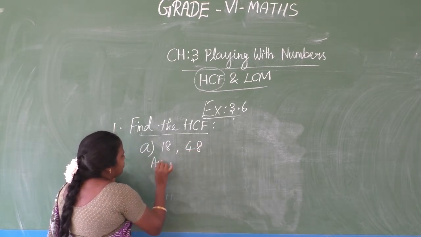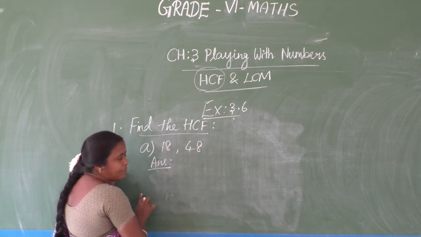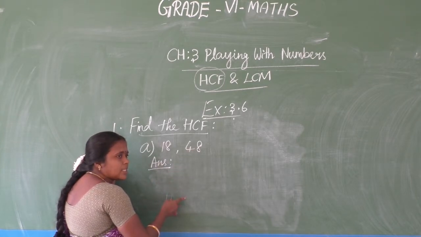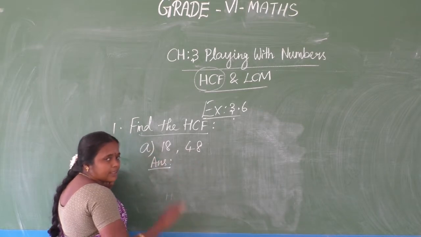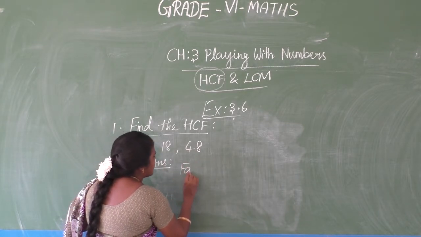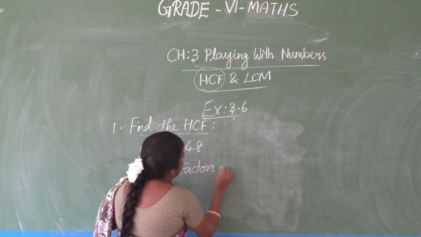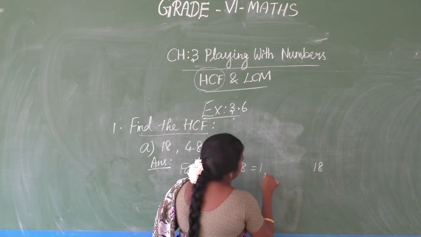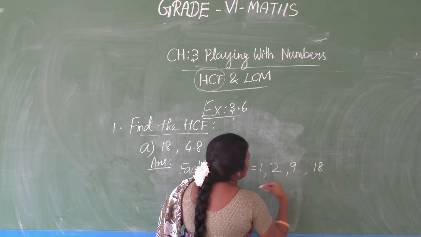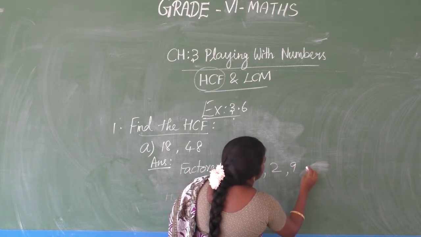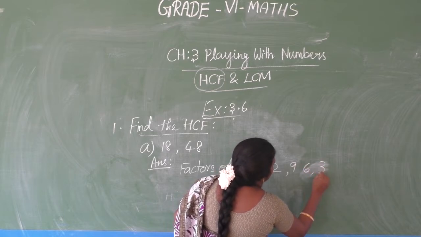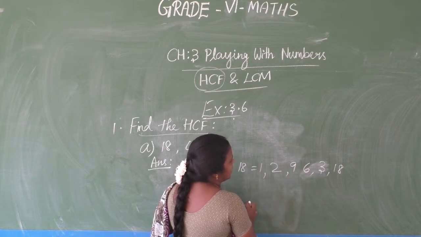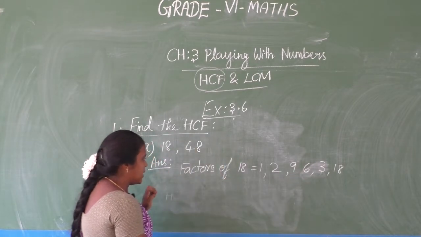What to do? First of all, we have to find the factors of 18, then the factors of 48, then the common factors, and finally the highest common factor, that's all. So first write the factors of 18. 1 18 is 18, 2 9s are 18, 6 3s are 18.